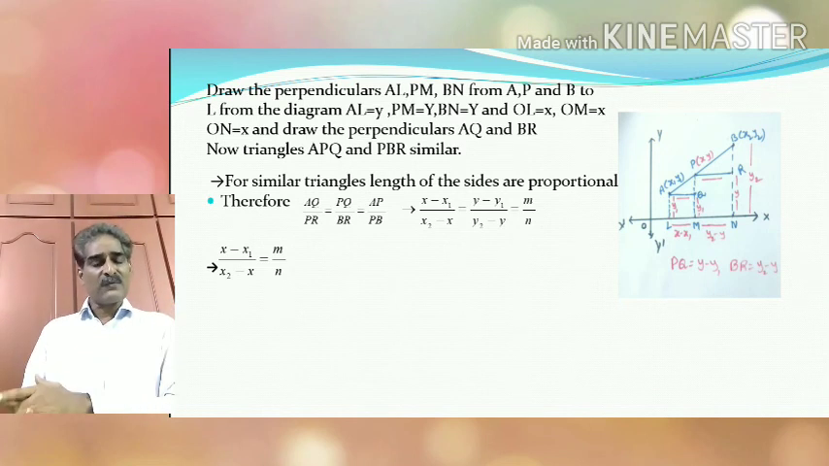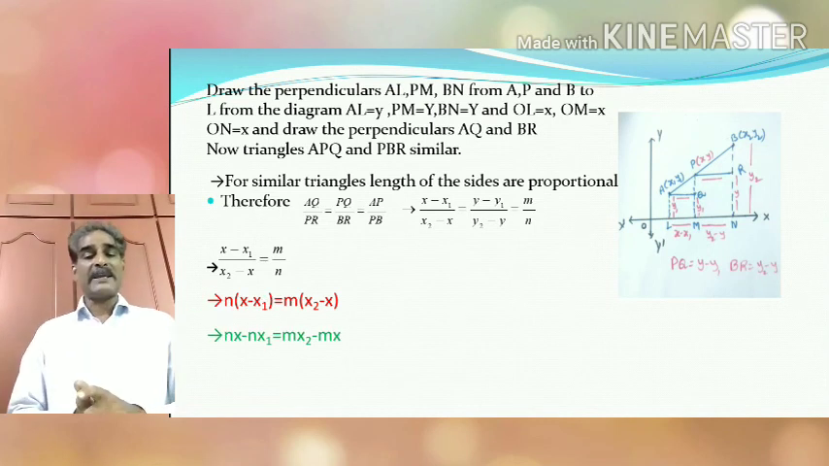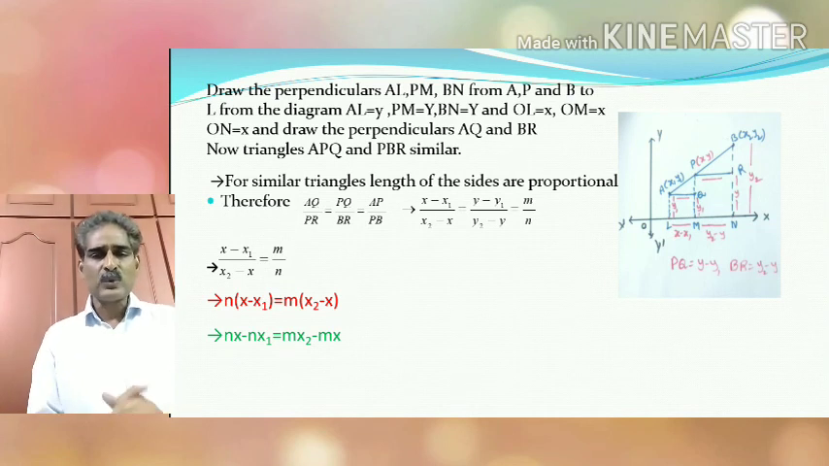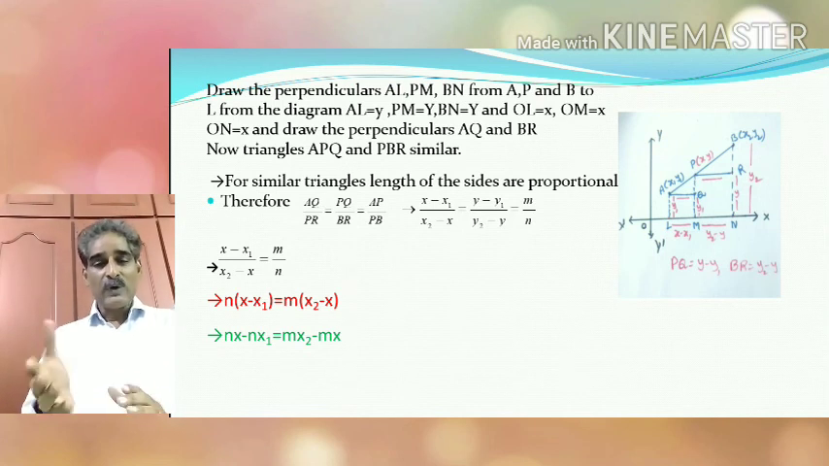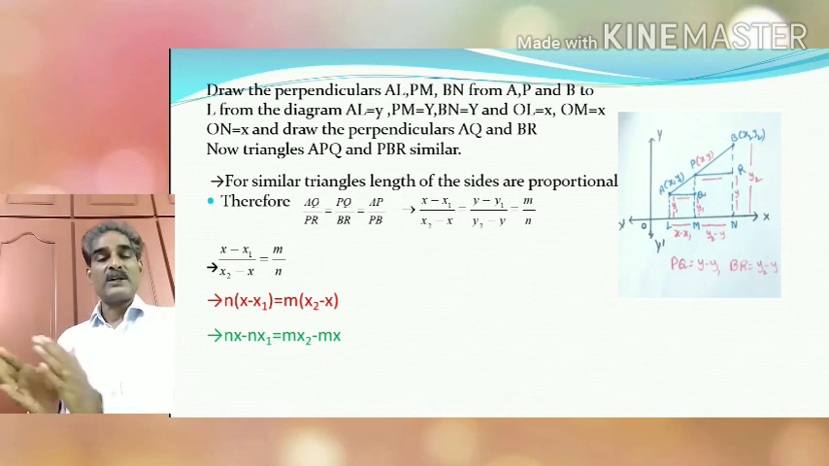Similarly, we can find out y value also by taking the last two terms. What are the last two terms? m by n is equal to y minus y1 by y2 minus y. From that equation you can find out y value.